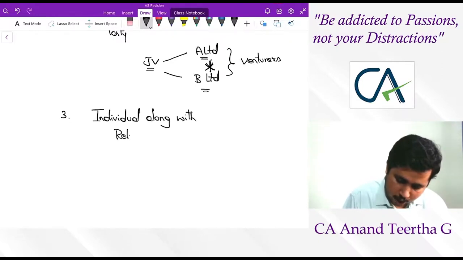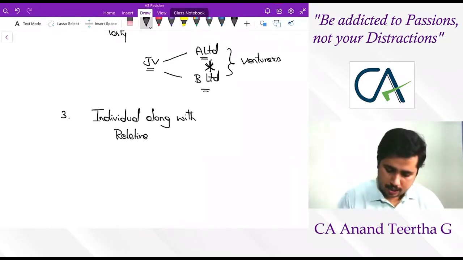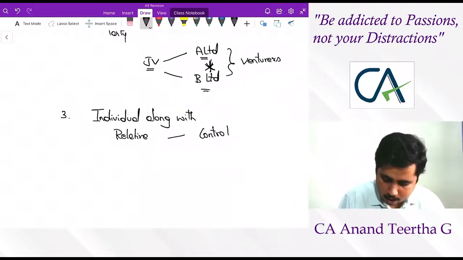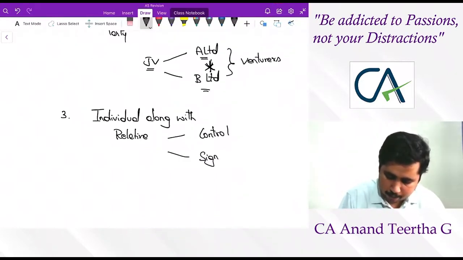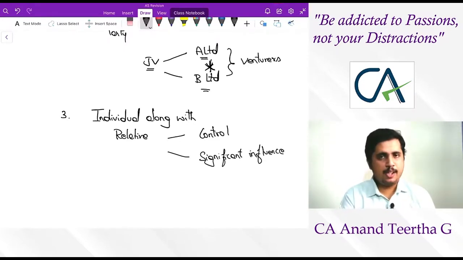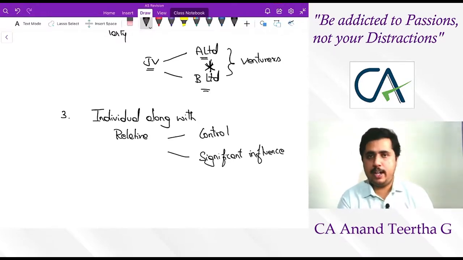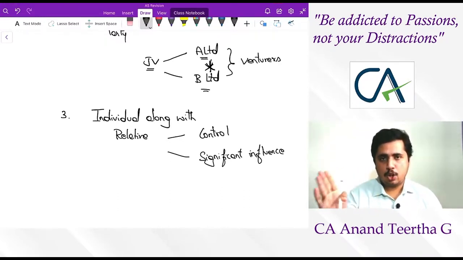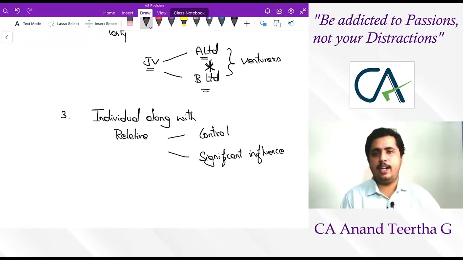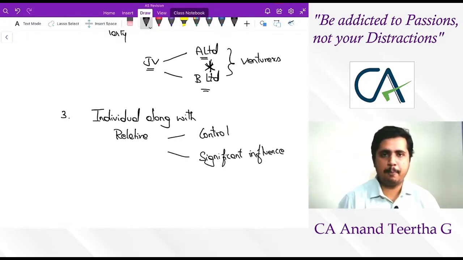There is an individual along with relatives, who are either having control on the reporting enterprise or significant influence on the reporting enterprise. Here the individual came in, a human being. Either that individual along with relatives, everybody has got either control on the reporting enterprise or has got significant influence on the reporting enterprise. Both, any one of them is fine. If they have it, they are related parties. So who are related parties? Individual, relatives, everybody are related parties to that particular reporting enterprise.